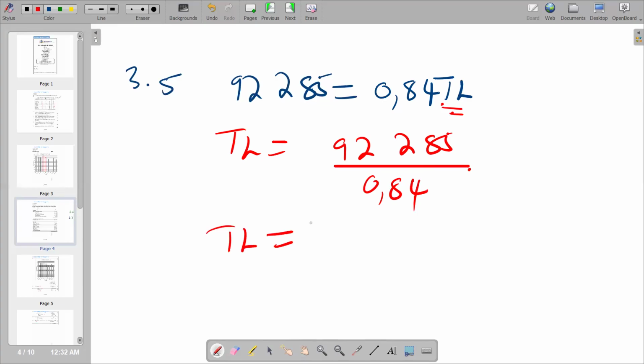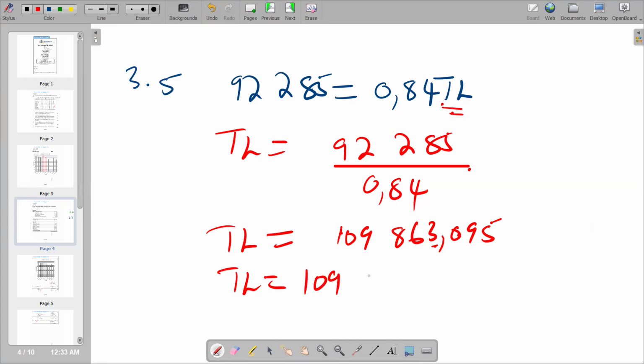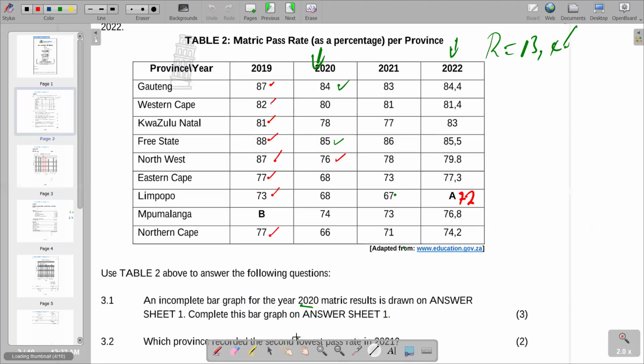If we calculate there by dividing 92,285 by 0.84, you're going to get your answer as 109,863.095. And obviously we need to round off because we've got to the nearest whole number. We've got a zero there, which is not going to change anything. So total learners is equal to 109,863. So basically, that's what we have as our final answer. So we go to the last question that we have.